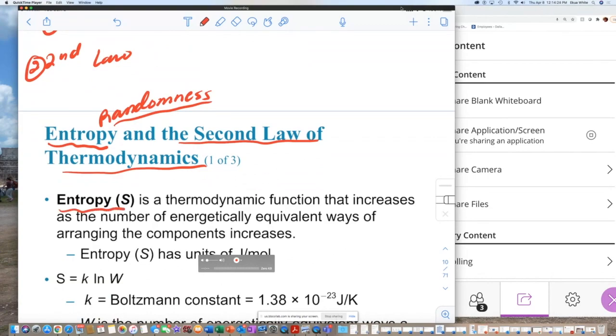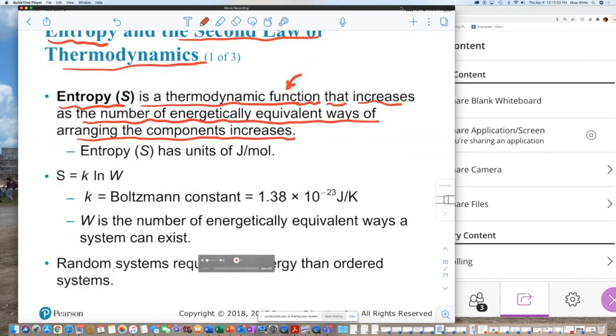Okay, so what is entropy here? Entropy, we're told, is a thermodynamic function. So in this section of thermodynamics, we have things called functions, and functions are measurable quantities. So instead of calling them measurements or quantities, they call them function. Okay? So it's a thermodynamic measurement, but called a function that increases, its value gets bigger as the number of energetically equivalent ways of arranging the components increase. Okay? So once again, as I said, this section is all about decoding the language. So I'm going to be sharing what this means.